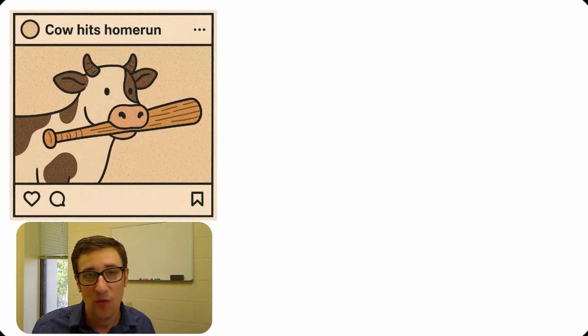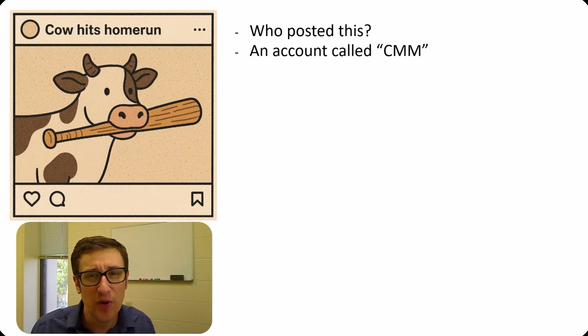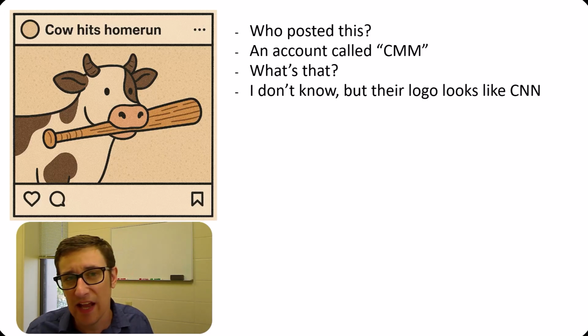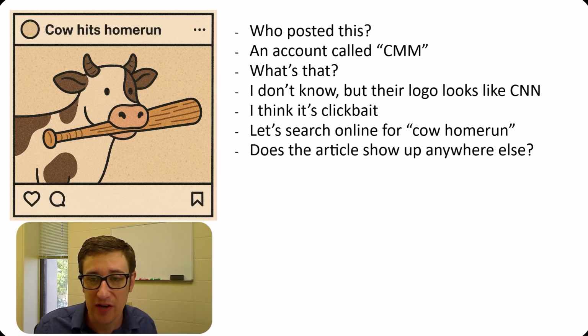All right, what about we're on social media and we see this article here, amazing, a cow hits a home run. Well, let's once again, who posted this? It's an account called CMM. Oh, what is that? I don't know, their logo looks like CNN, the news site. I think it's clickbait. Well, let's search online for cow home run, right? It's a pretty wild story. Somebody else has probably covered it.